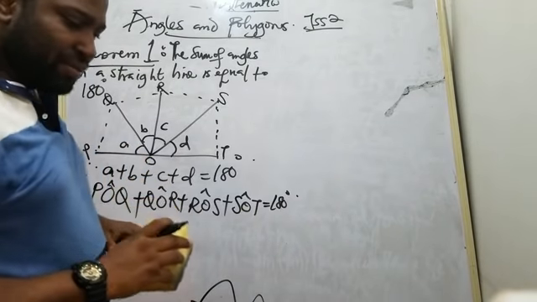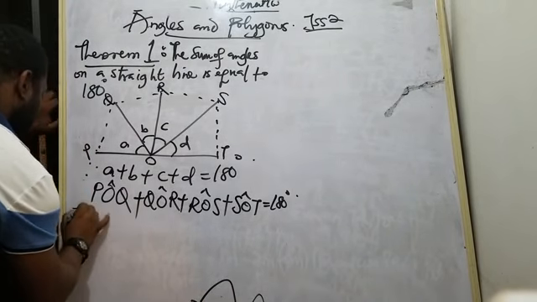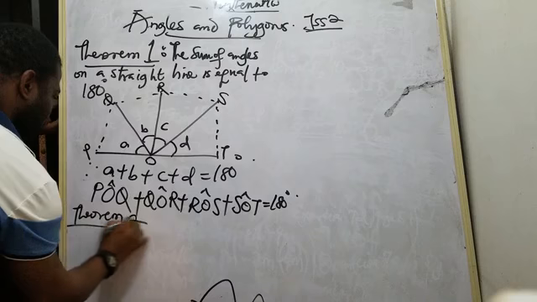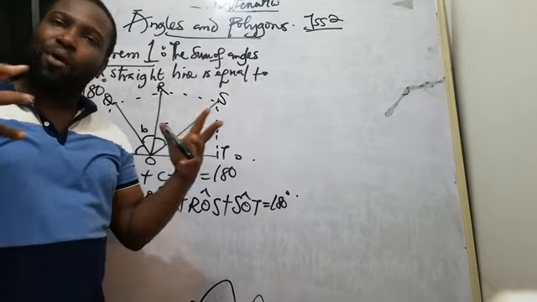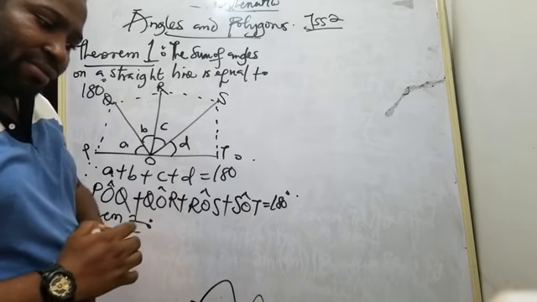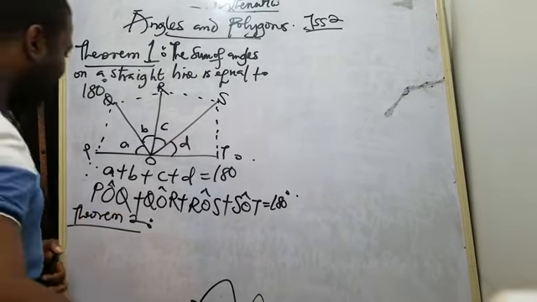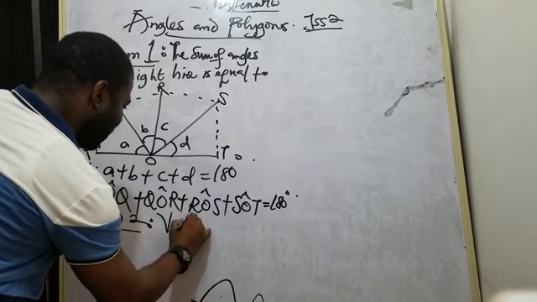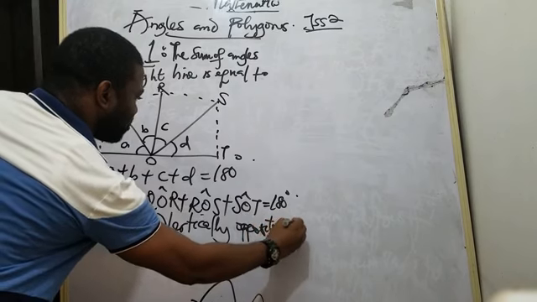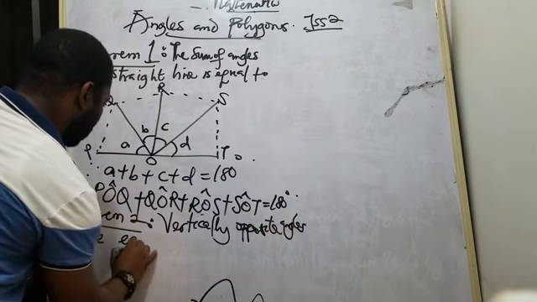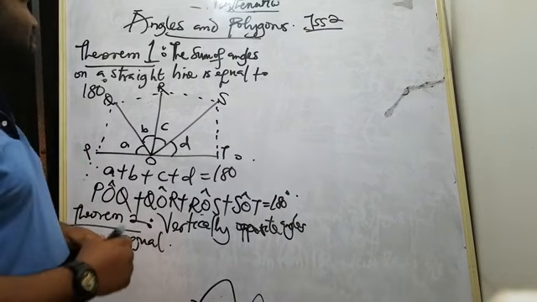Okay. Now another theorem is theorem 2. Theorem 2 is that vertically opposite angles are equal. Vertically opposite angles are equal.